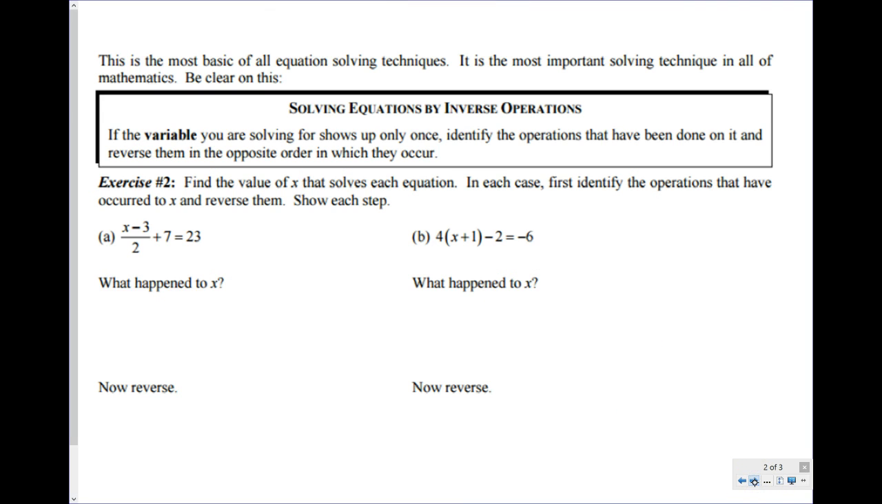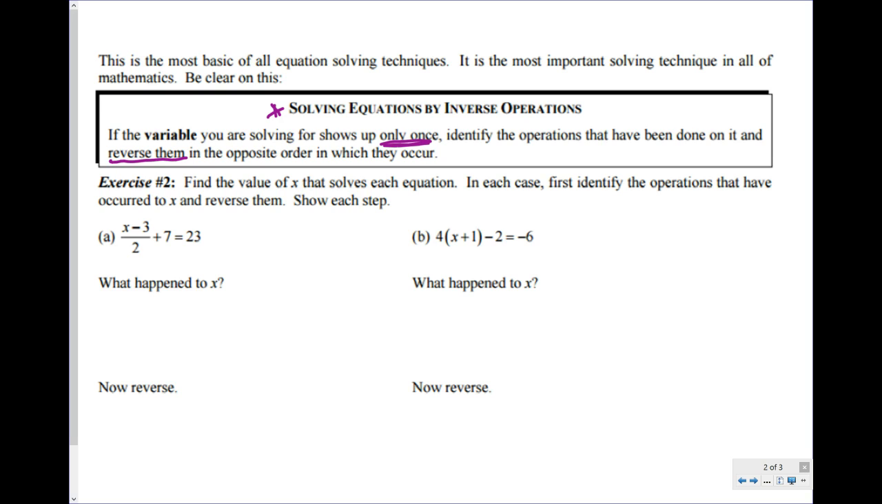Alright, exercise 2 is going to do some more practice with this, but let's talk a little bit more about what inverse operations mean. This is the most basic of all equation solving techniques. It's the most important solving technique in all of mathematics. Let's be clear. This big box here: solving equations by inverse operations. If the variable you're solving for shows up only once, identify the operations that have been done on it, and then reverse them in the opposite order in which they occur. So basically what we just did in exercise 1. So let's try this in exercise 2 with a little bit more complicated equations.